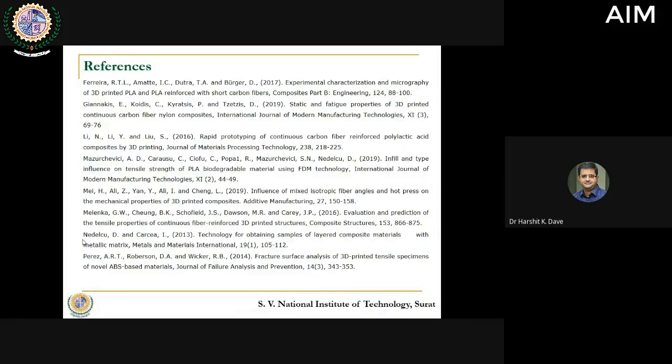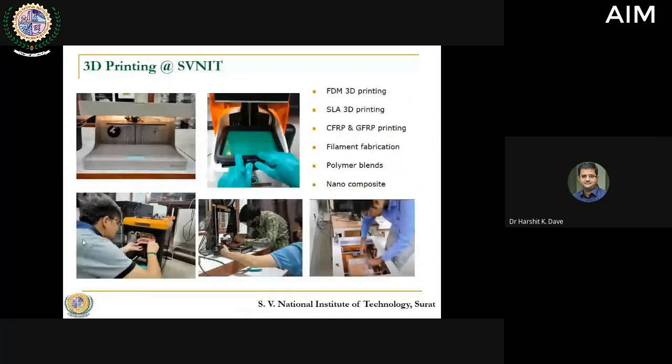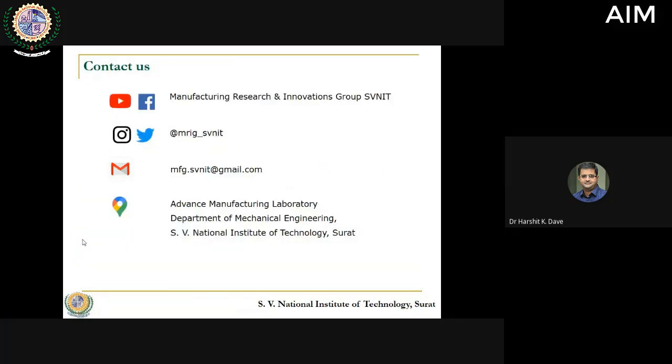These are a few of the references which I have used. As you can see, our team works on FDM 3D printing, SLA 3D printing, CFRP, GFRP printing. We are also able to fabricate our own filaments. We blend different polymers to generate blended polymer filaments also, and we work on nanocomposites also. These are some of the tasks which our research scholars are right now working on.